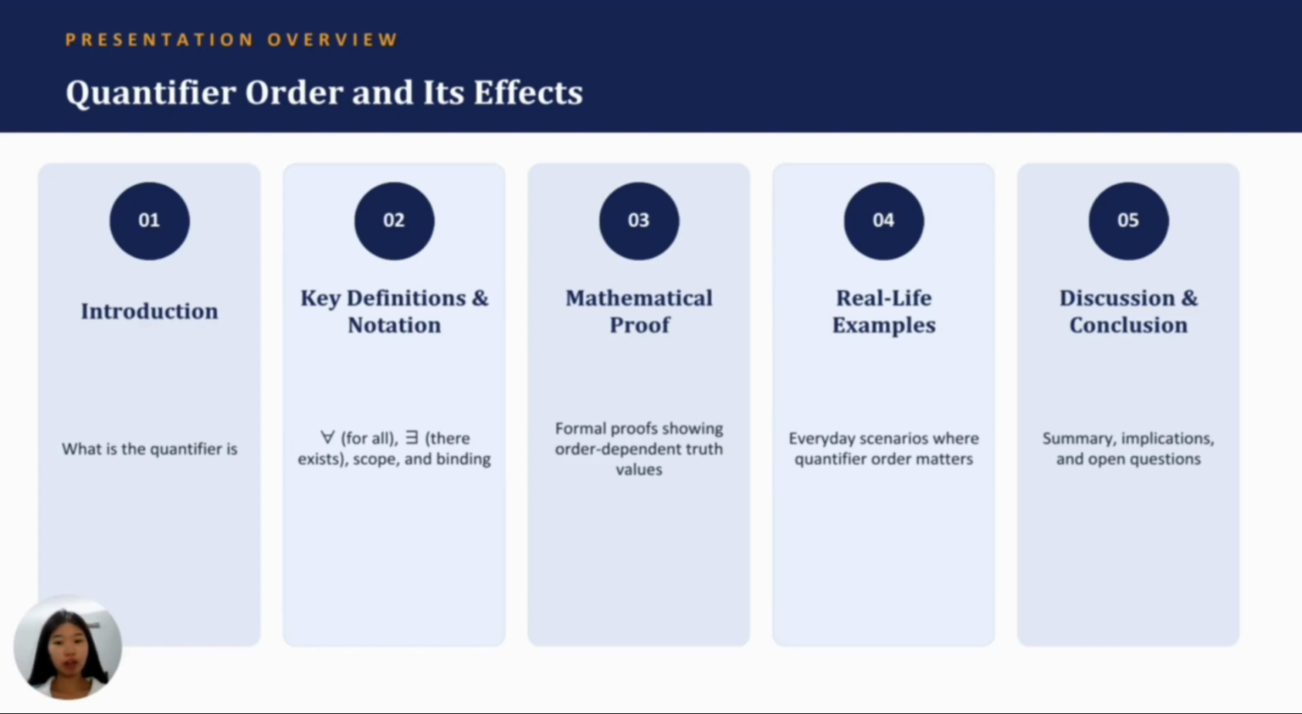There are five parts for our presentation today. The first part is the introduction of universal quantifiers. The second part is the key definition and notation. The third part is the mathematical proof. The fourth part is the real life example, and the final part is the discussion and conclusion.